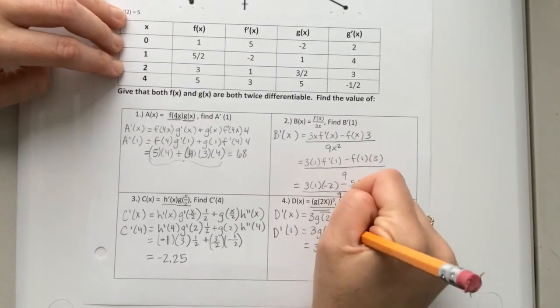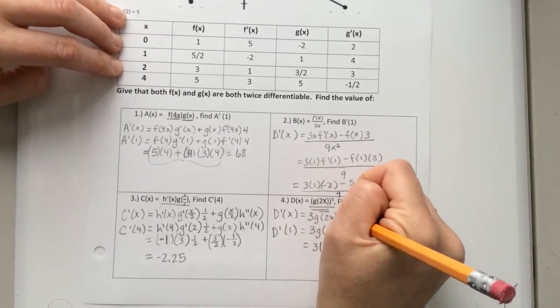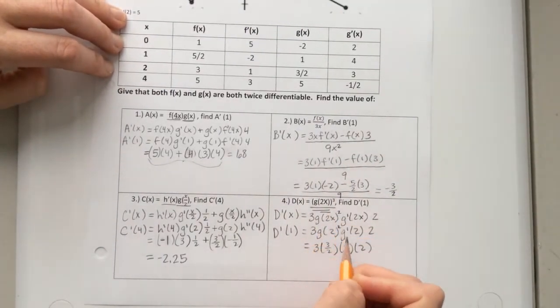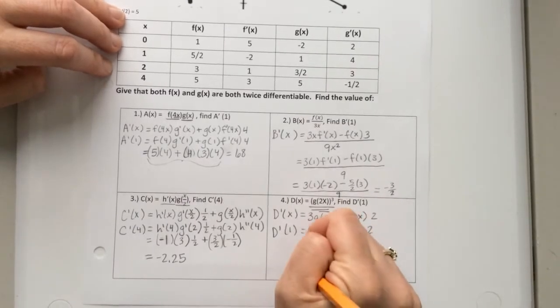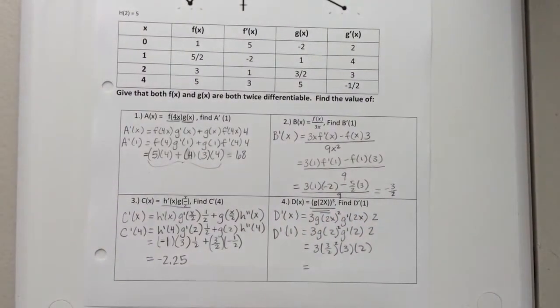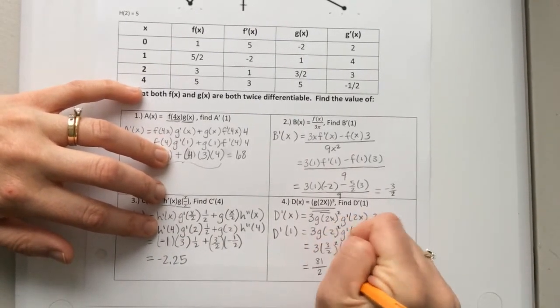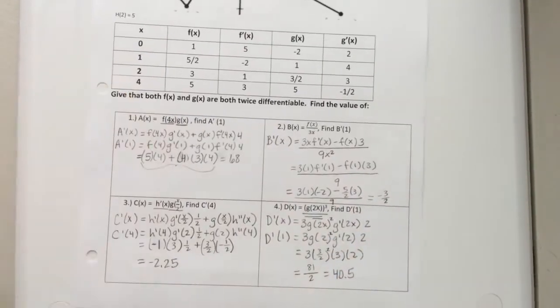Oh, just a second, that should be squared. Something cubed becomes 3 times something squared. Sorry about that. And this simplifies to 81/2 or 40.5.